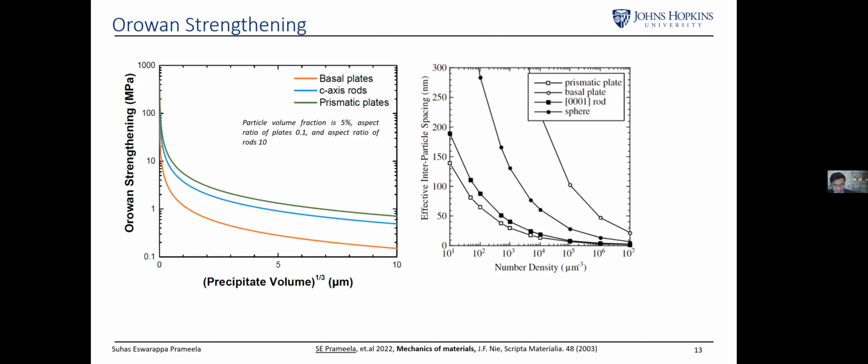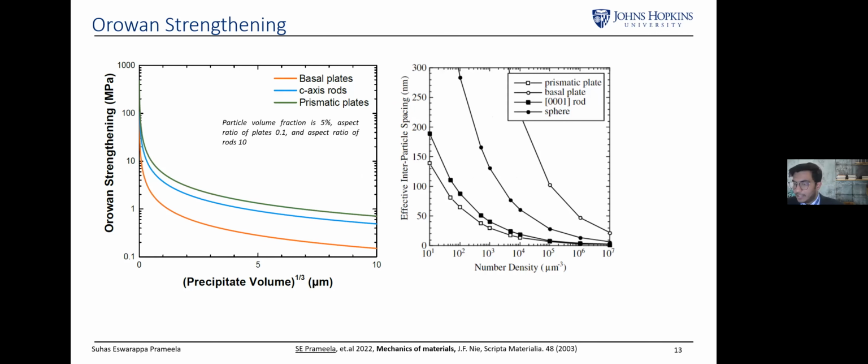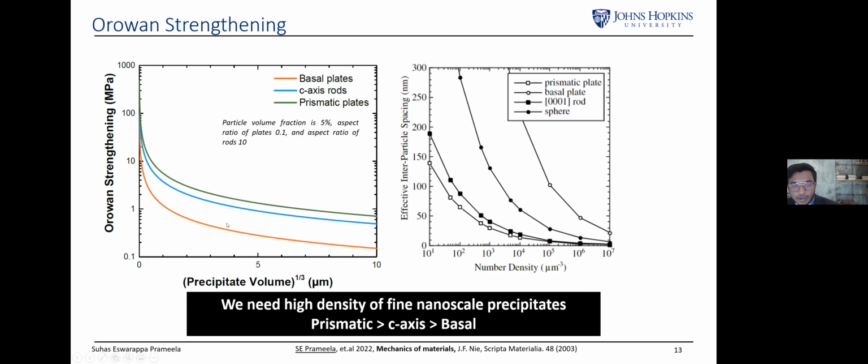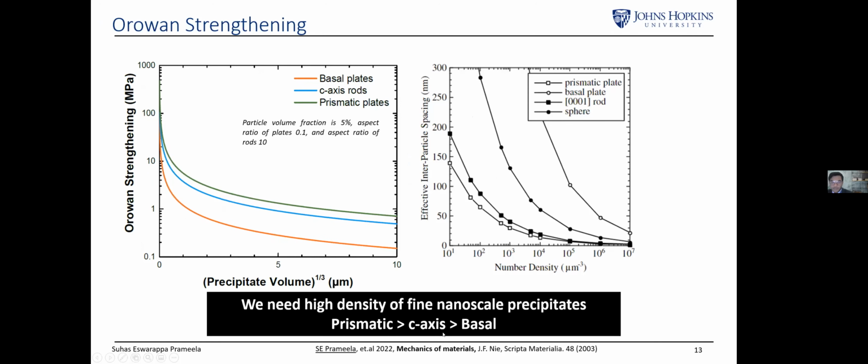So think about the example of water flowing, right? And you want to stop the water flow with a plate. Would you rather have the plate horizontal to the water flow or perpendicular to the water flow? That's exactly what's happening here. So all of this, simple mechanics tells us that prismatic system is better than C-axis, better than basal, right?